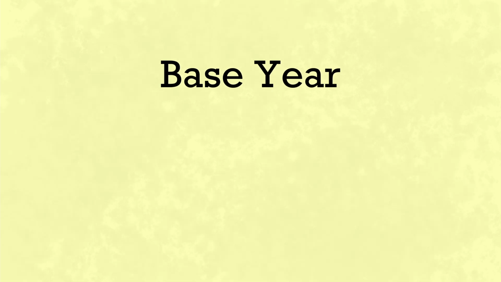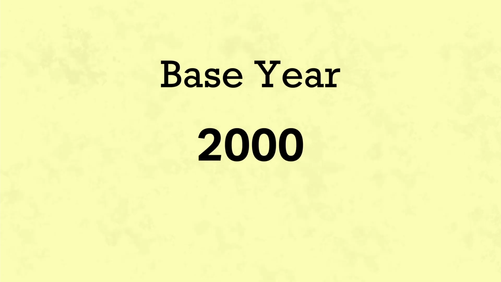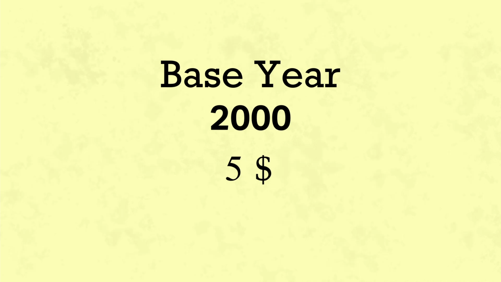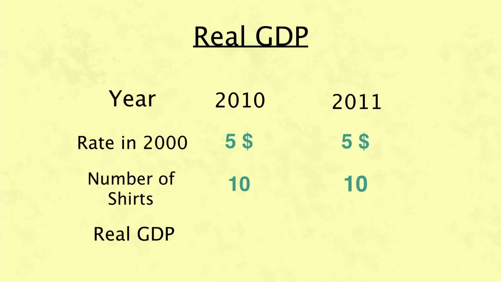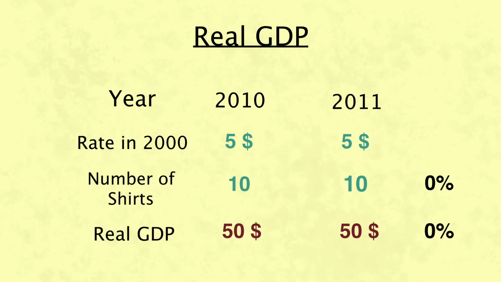Let's consider the base year as the year 2000. The price of the shirt in the year 2000 was $5. Therefore, the real GDP of the country in 2010 would be $50. Similarly, the real GDP of the country in 2011 would also be $50. Therefore, the total growth of the country would be 0%. Since there is no difference in the amount of production, there is no real growth. Now, for the same example, if 15 shirts were produced in 2011, the real GDP would be $75. That would be a $25 increase, so a total growth of 50%.